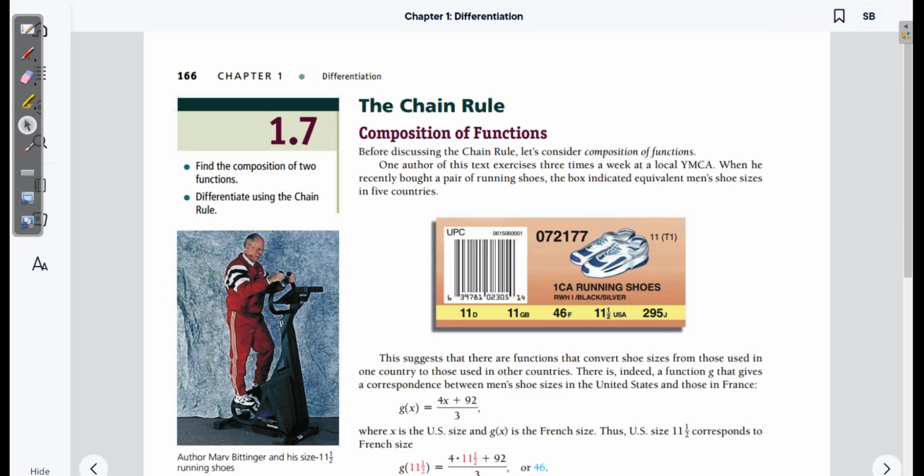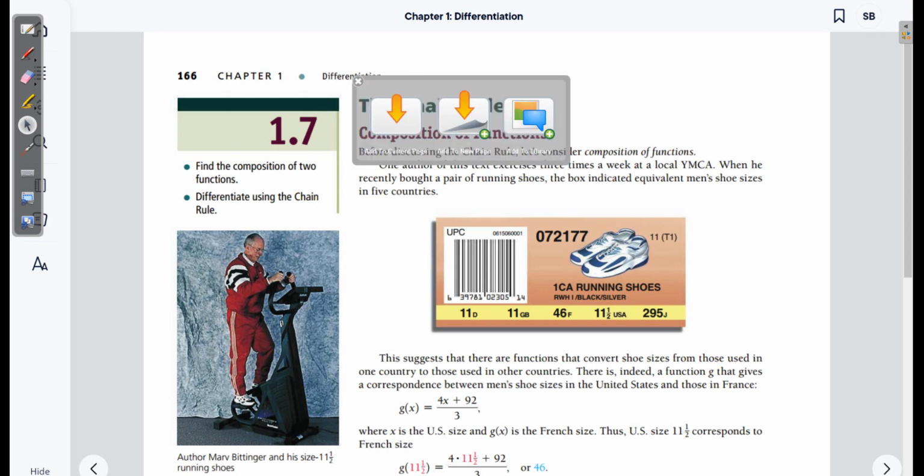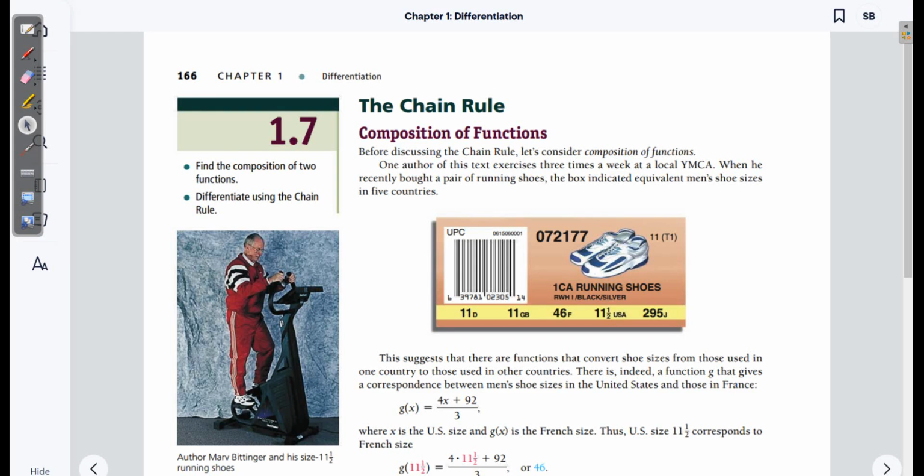Okay, today we're talking about Chapter 1, Section 7, the chain rule. I don't really care about the story about shoes. Of course, you can read it on your own. I mean, it's okay, but I'm not going to snip it this time.